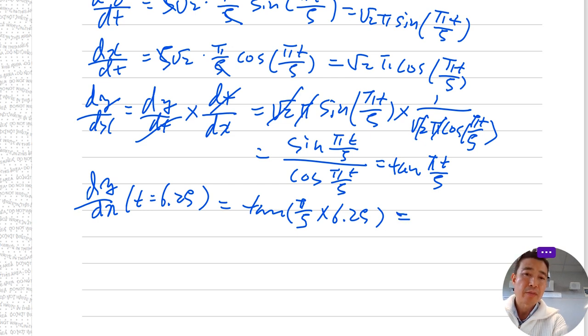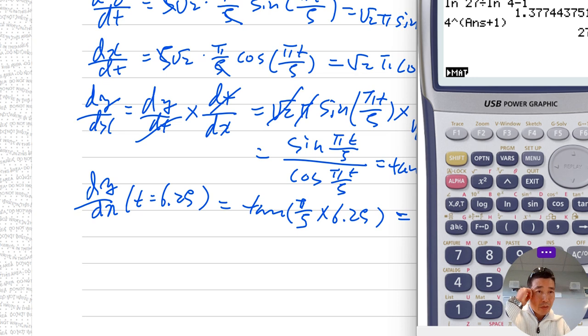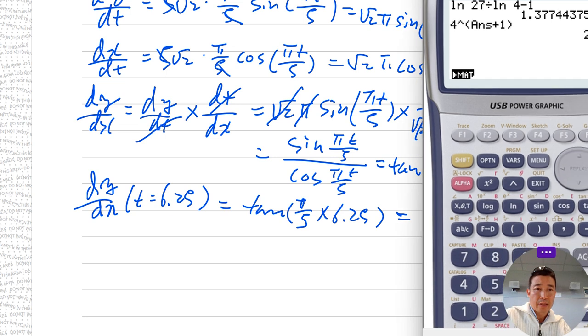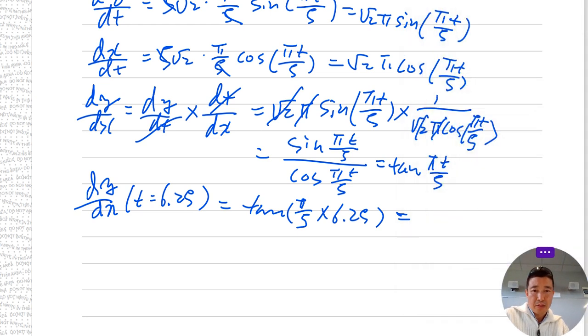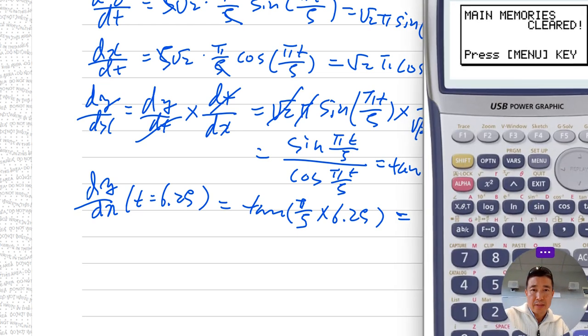I'm going to use the calculator. So over here, when you have a calculator, the first thing you have to do, I think I have to close it and start it again. And menu.